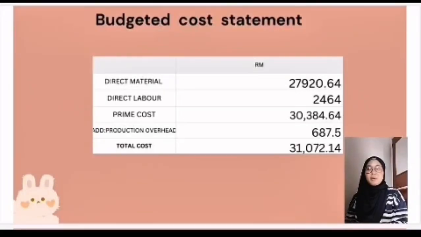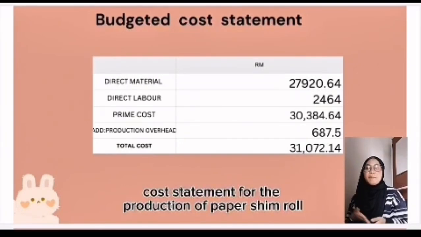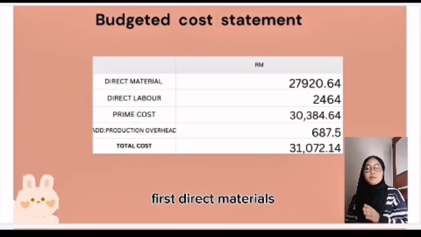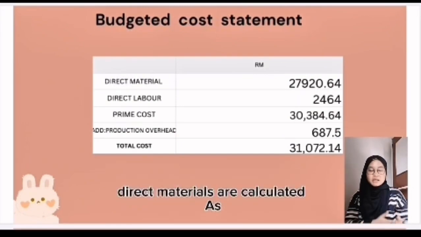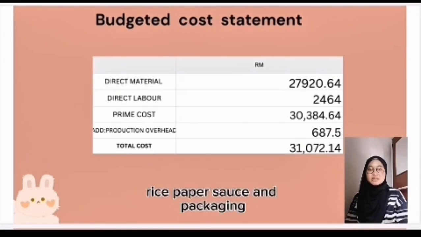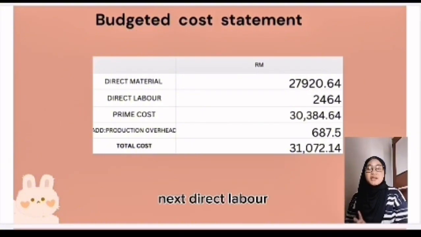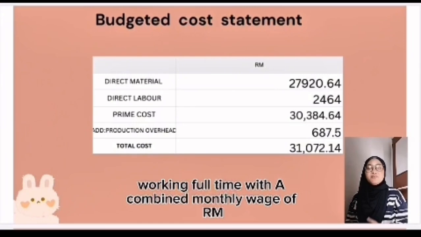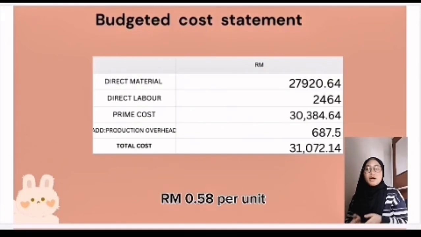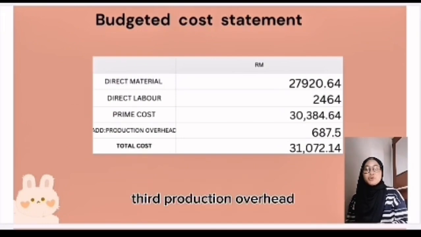Next, I will talk about the cost statement. For the production of paper shim roll, the cost structure is divided into three main components. First, direct materials. Direct materials are calculated at 6.61 per unit based on ingredients like shrimp, spring onions, rice paper, sauce and packaging. Next, direct labor. Direct labor involves two cooks working full-time with a combined monthly wage of RM2,464. This translates to RM0.58 per unit. Third, production overhead.